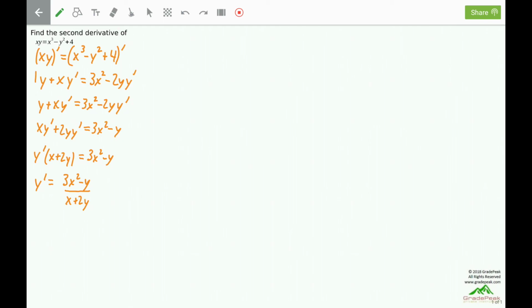The second derivative is found by taking the derivative of the first derivative, so y double prime will be the derivative of that right side, which is a quotient, so we will use the quotient rule. The derivative of the numerator will be 6x minus y prime, times the denominator left alone, x plus 2y, minus the numerator left alone, 3x squared minus y, times the derivative of the denominator, which is 1 plus 2y prime, all over the denominator squared. So there's our second derivative, y double prime, in terms of the first derivative, y prime.